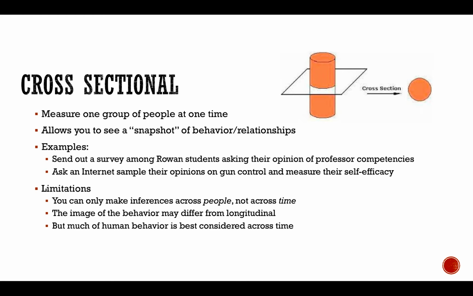And then, or we might ask an internet sample their opinion on gun control and measure their self-efficacy. So the limitation of a cross-sectional design is you can only make inferences across people, not across time. So the image of the behavior may differ from a longitudinal study. So that graphic at the top right gives you an idea. So we've got, that's a cylinder, right?